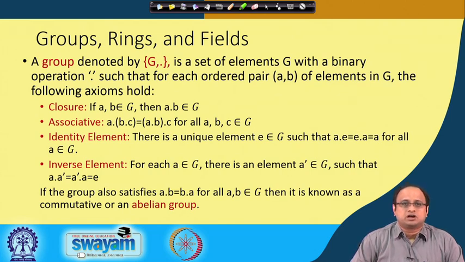The third property is the identity element, which means that there must be a unique element E which also belongs to the group, such that if I take A, another element in the group, and apply the identity element either on the right or on the left, I still get back the original element, A. That means A dot E is equal to E dot A, which is equal to A for all A which belong to G. Likewise, you also need an inverse element, which means that for any element A which belongs to G, there must be an element A dash which also belongs to G, such that A dot A dash is equal to A dash dot A, which is equal to the identity element.